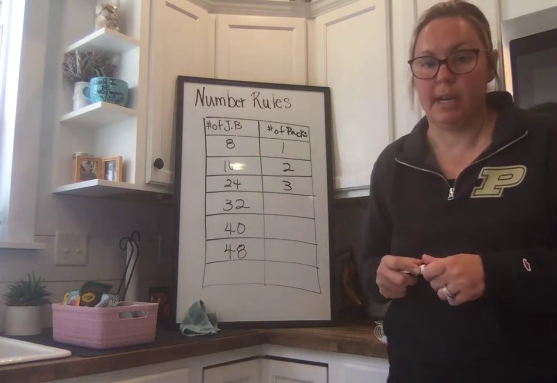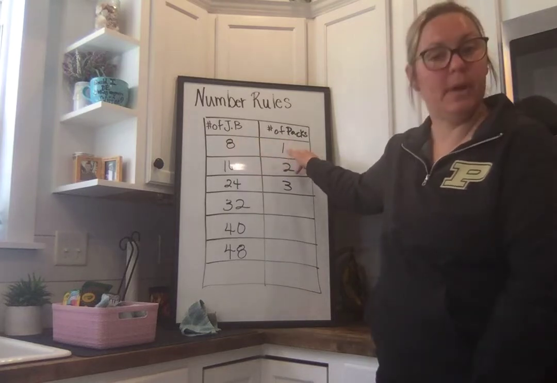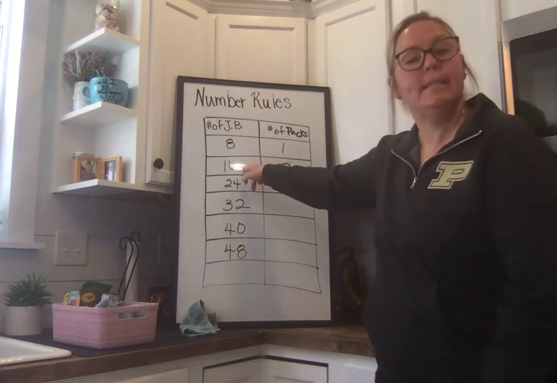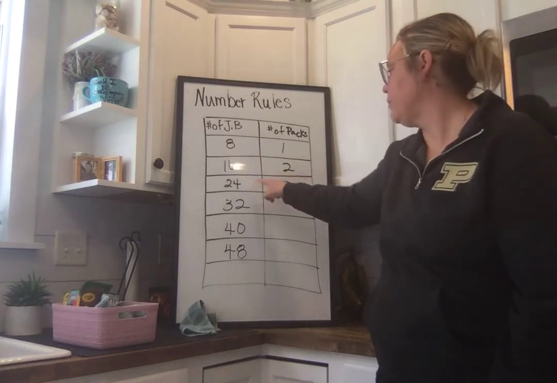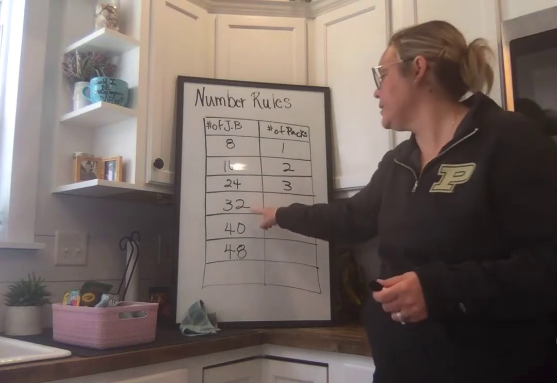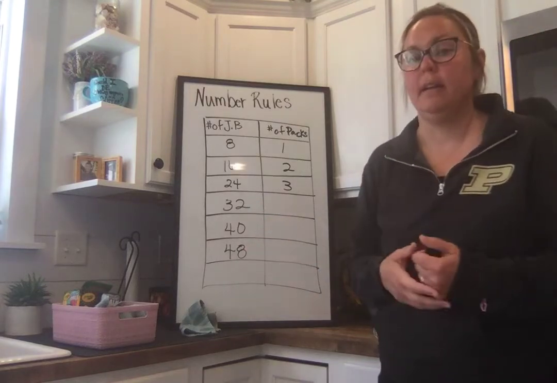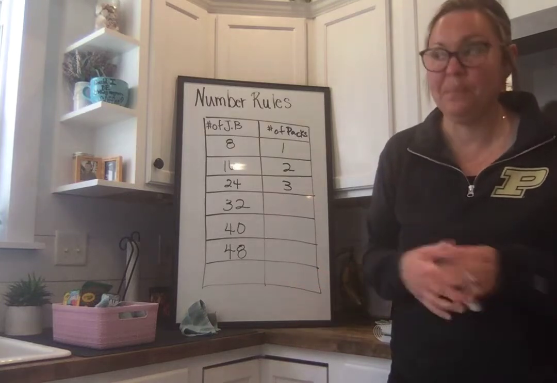And when I started, I had 8 juice boxes, and that was 1 pack, okay? Then I had 16 juice boxes, and that's 2 packs. And then I had 24, and that's 3 packs, okay? And then I have 32, 40, and 48. And let's say the problem was, how many packs did we actually buy, okay?